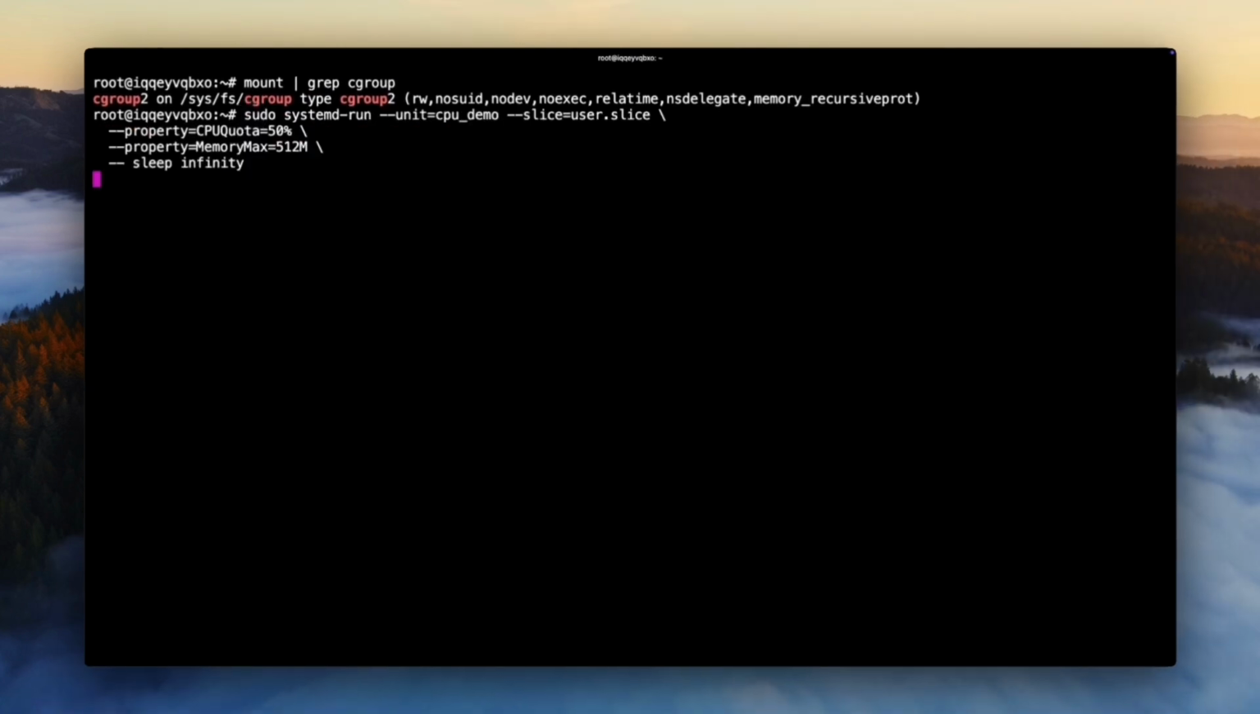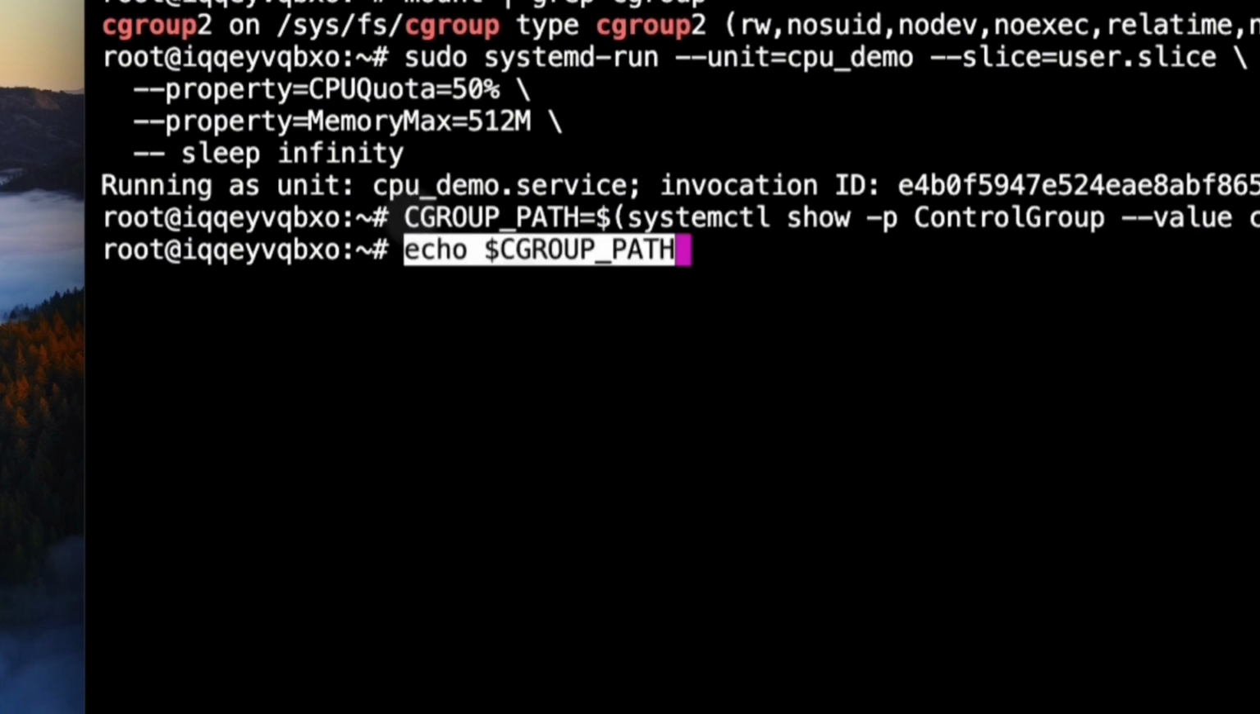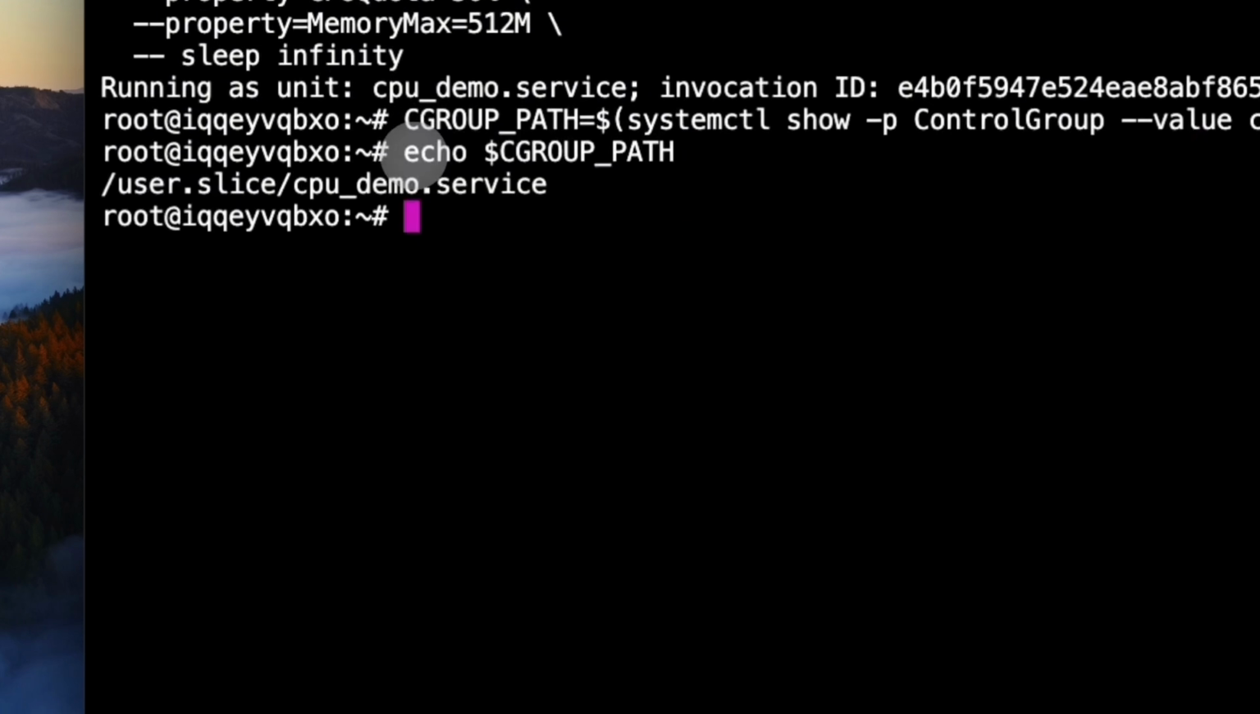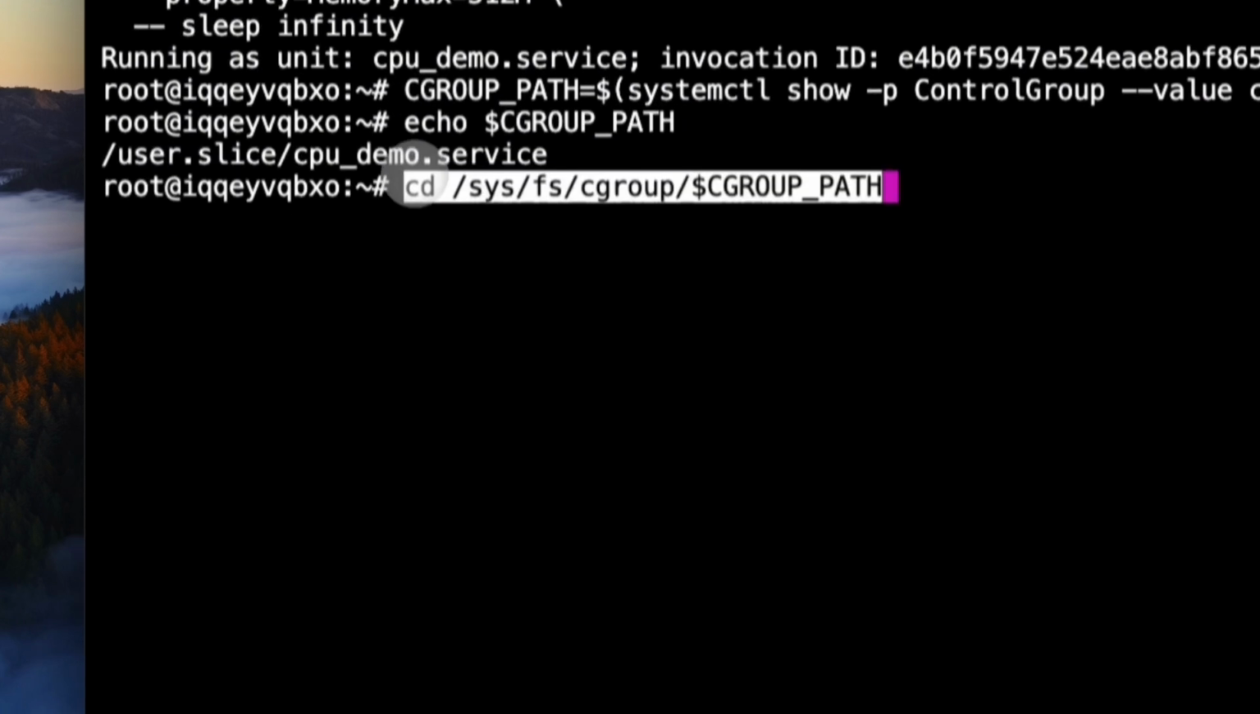Then we'll create a slice for our demo, set CPU quota and memory max, and then systemd-run creates a transient service. It automatically creates a cgroup, enables CPU and memory controllers, and sets limits. So, let's find the cgroup path. Okay, and navigate to the cgroup directory.